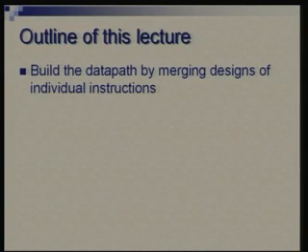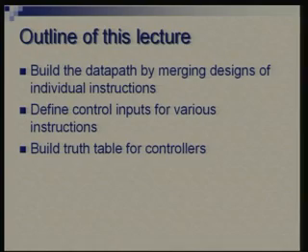So, today we will arrive at the same data path design by looking at it from a different angle. We will look at each instruction or group of instructions separately and then try to merge the outcome of each separate consideration. And then we will look at what control inputs are required to drive various components in the data path, and based on that we will build the specification of the controller and then go into details of the controller design.